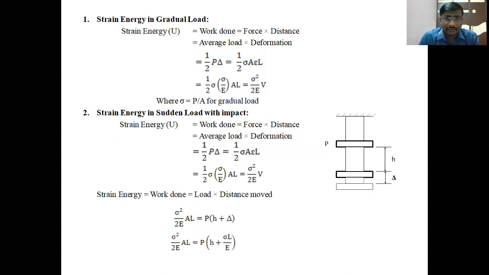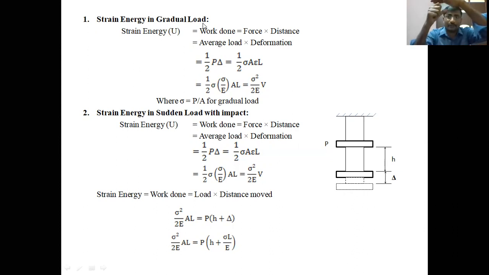Next topic is strain energy in different types of loads. We have three types of loads: strain energy in gradual load, strain energy in sudden load with impact, and strain energy in sudden load without impact. These are the three cases we are going to consider. What is the strain energy stored in the bodies? First case, strain energy in the gradual load.